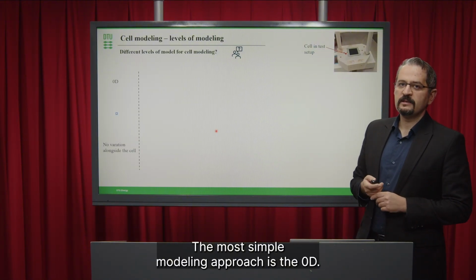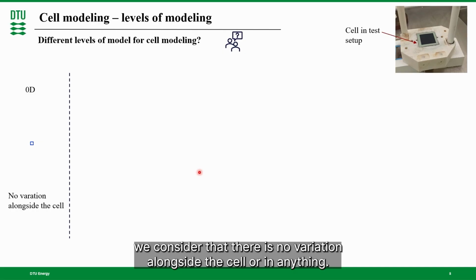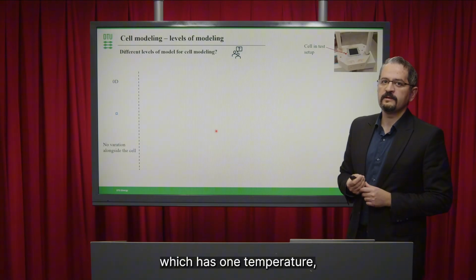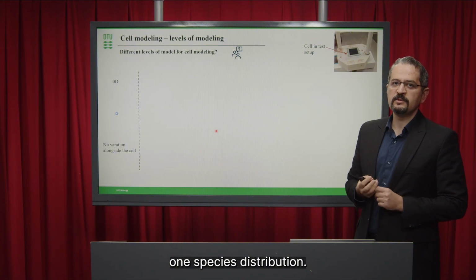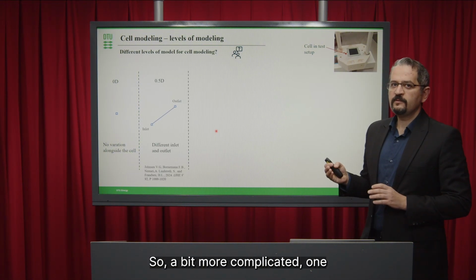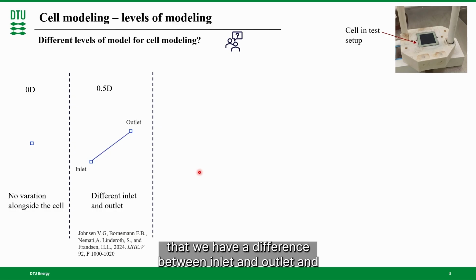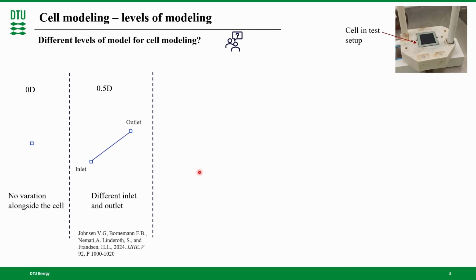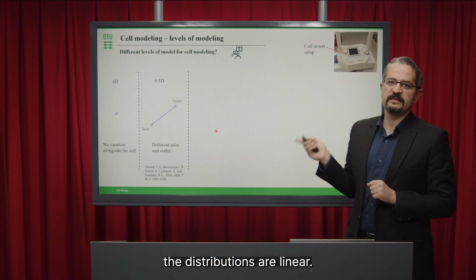The simplest modeling approach is the 0D. In this model, we consider that there is no variation alongside the cell or in anything. So we just treat it as a single point, which has one temperature, one species distribution. A bit more complicated one, which we call the half-D model, is when we consider that we have a difference between inlet and outlet, and we solve the equations at the average values of the inlet and outlet. This approach can be considered when the distributions are linear.